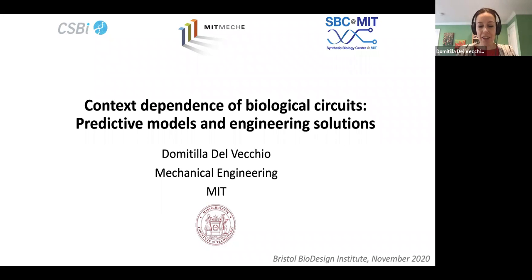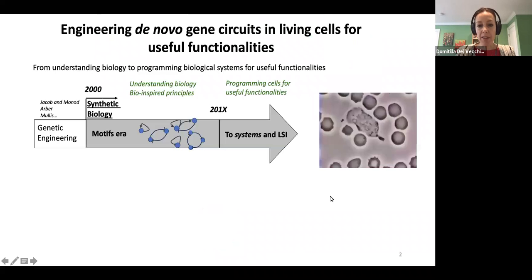Thank you very much, Tom, for the great introduction, and thank you for inviting me for the seminar. It's a very exciting opportunity. So today I will present some of the work we have been doing in the past several years on issues of context dependence and actually modularization of genetic circuits. So I will start out with a brief overview.